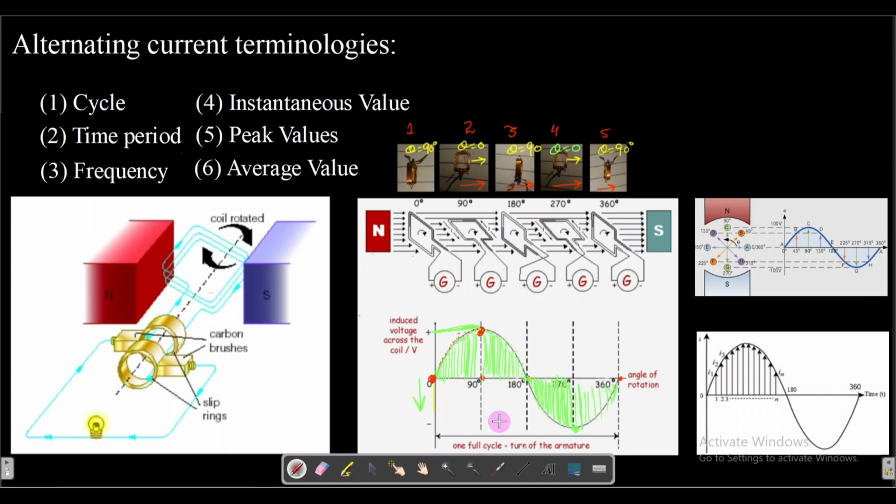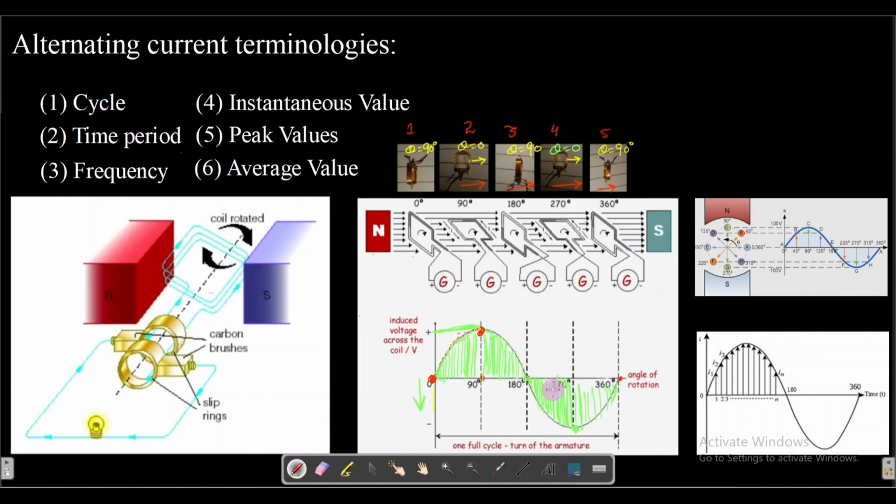So what I'm going to mention here is that one complete set of the positive values and one complete set of the negative values in one complete rotation is called a cycle. A cycle is actually one complete set of the positive values and one complete set of the negative values in one rotation.